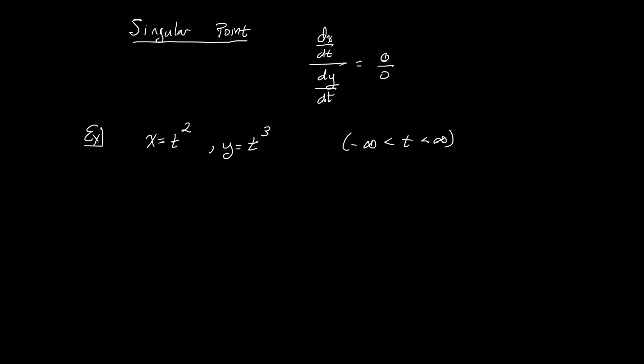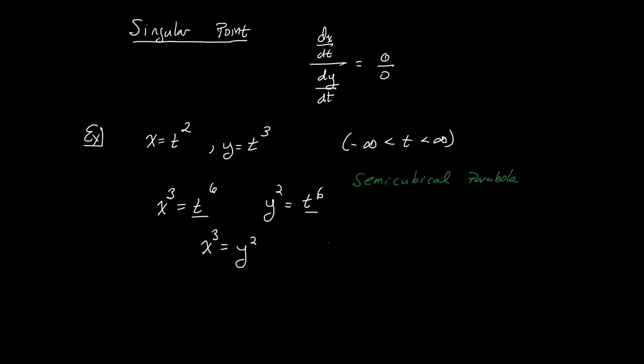So as I said before, this is called a semi-cubical parabola, and we could actually convert this to a normal curve by cubing x and squaring y. If we were to cube x, we would have x cubed equals t to the 6. If we were to square y, we'd have y squared equals t to the 6. T to the 6 has to equal t to the 6, so we know the relationship is x cubed equals y squared.